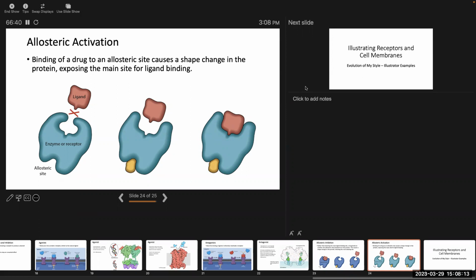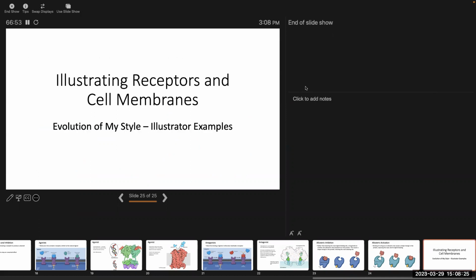Okay, so that's a 1 hour overview of cell signaling and cellular interactions, and a little bit of pharmacology thrown in there. We're going to take a break, and then I'm going to show you a bunch of examples in Illustrator of how I've illustrated some of these kinds of receptors and cell membranes and things, but also kind of focusing on how the style has evolved over time. So take a 10-minute break. We'll resume at about 3:20.